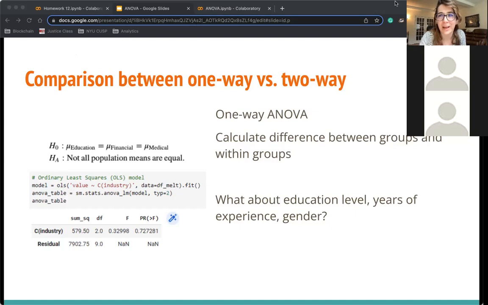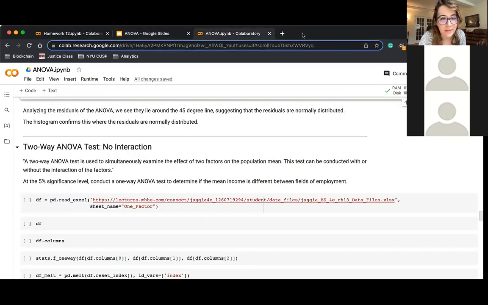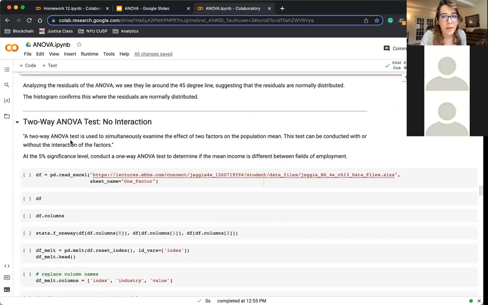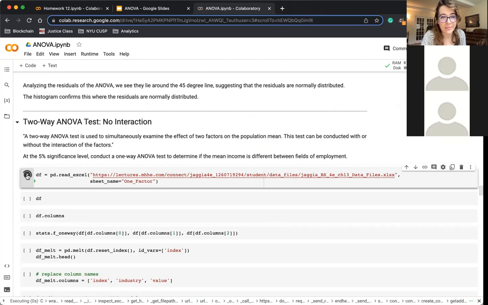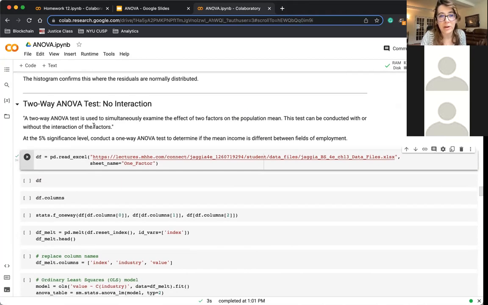So I think I'm jumping ahead. Let me just reference back to the demo because I think there's a little context here that we're missing, where we probably should have talked about this first before going to that slide. So let me just bring this in, where we're now talking about this two-way ANOVA test, where we are simultaneously examining the effect of 2 factors on the population mean.